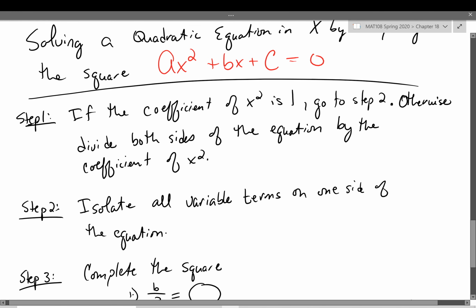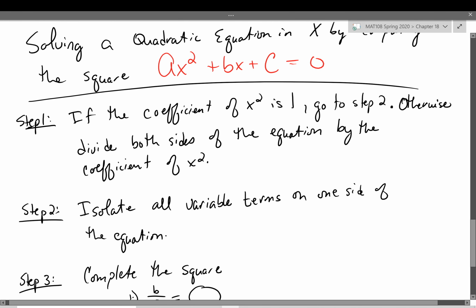So step 1, if the coefficient of x squared is a 1, you automatically go to step 2. That is by far the best case scenario for us. So you got to look in front of the x squared. If that coefficient's a 1, we move right down into step 2. But if it's not, we're going to divide both sides of the equation by the coefficient of x squared. In other words, you have to divide everything in the equation by whatever that number is, okay?